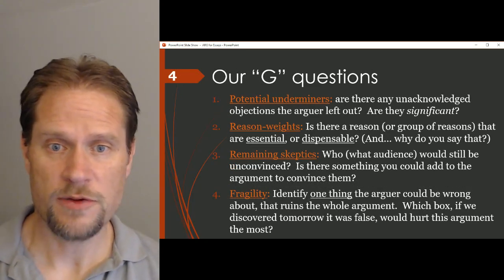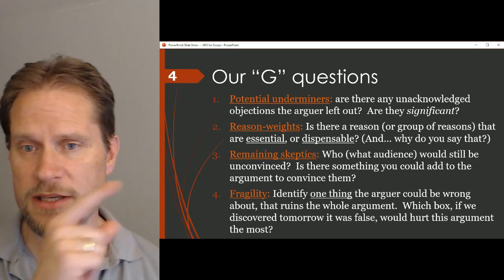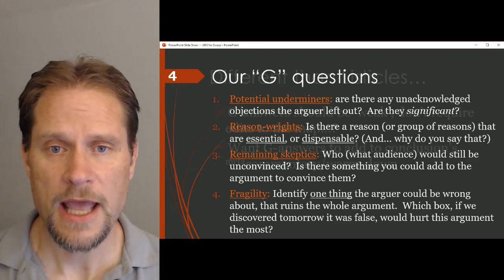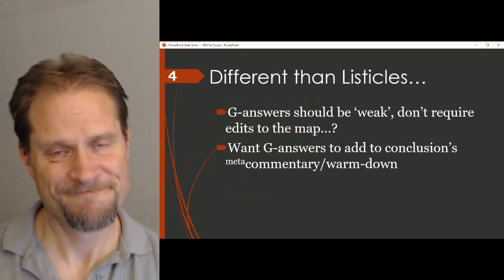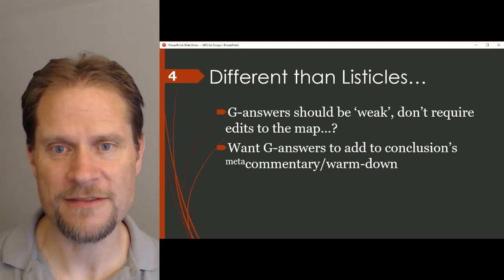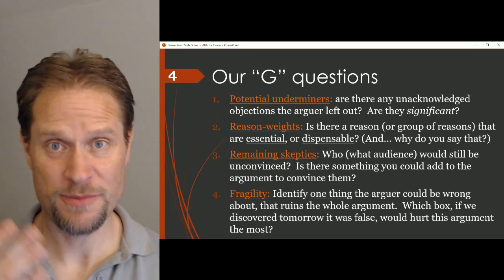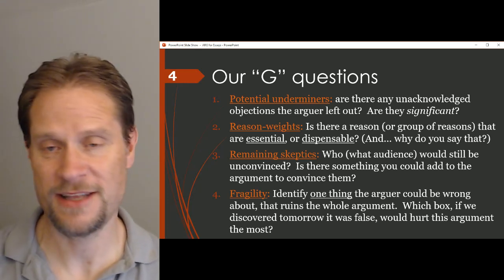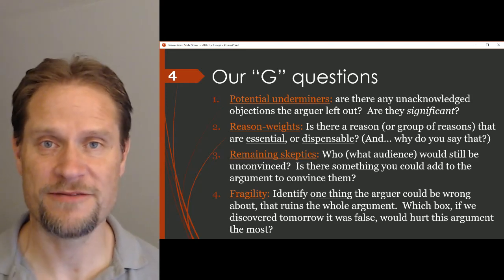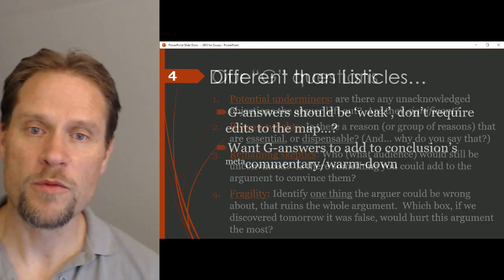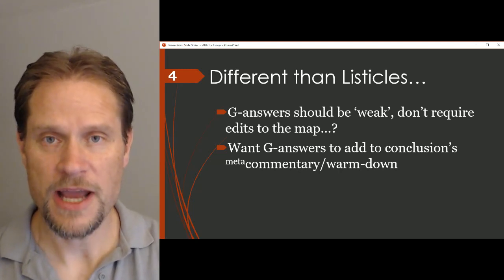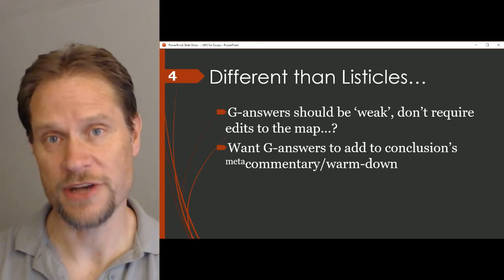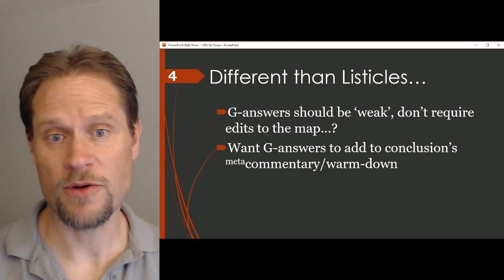The third, the G questions, same thing as listicles. Pick 2 of these, answer 2 of these. I mean, you should be able to answer all 4, but we're just going to pick 2, okay? And unlike the listicles, hopefully your argument isn't going to have G answers that are going to be really critical and negative towards your map and say, man, this guy hadn't done this, or this part's not convincing, or something like that. What we're doing here is probably going to have G answers that are what I'm calling weak. That is, they're not super critical or negative, and they don't require edits to the map.